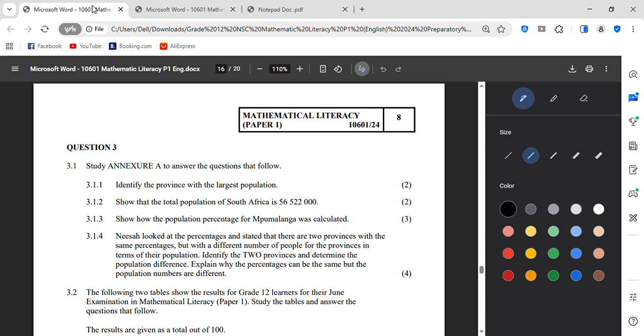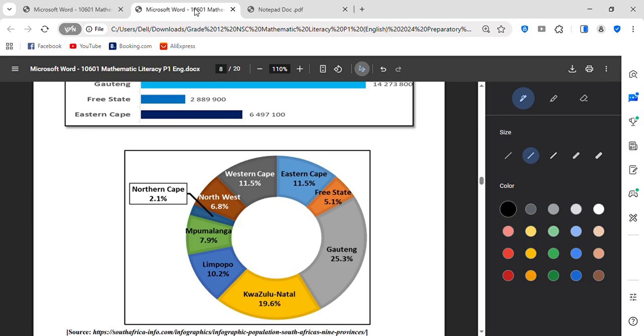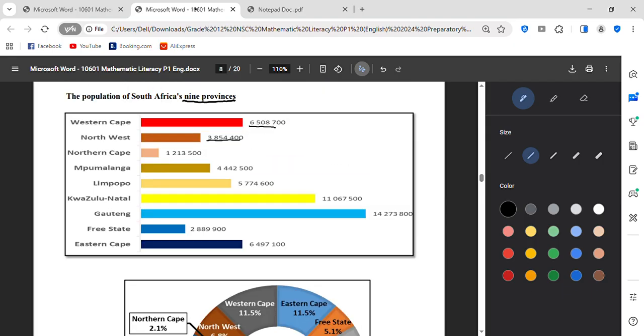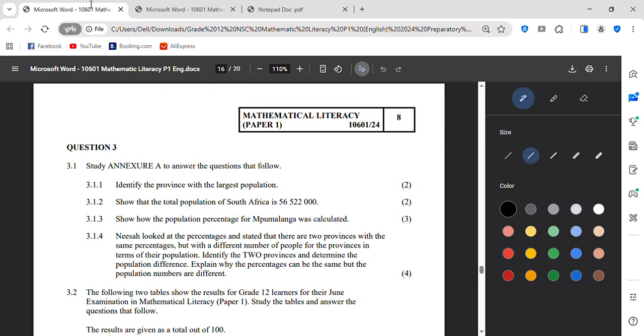Number 3.1.1 says, identify the province with the largest population. So let's check the province with the largest population. Looking at the graph here, the province with the largest population would be this one, and that would be Gauteng. So for number 1, it's Gauteng. That is your answer there.